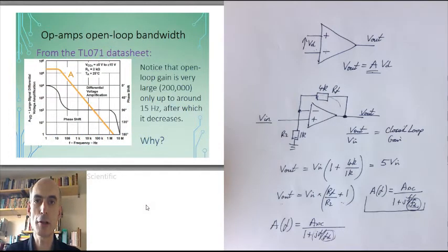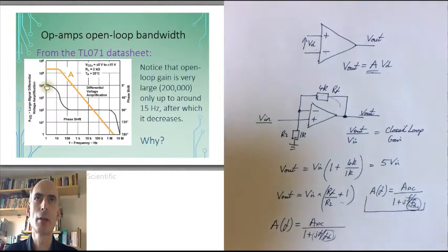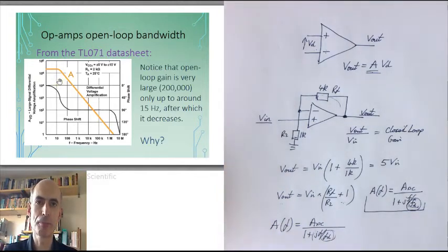The relevant graph, taken from the datasheet, looks like this. You'll see that the open loop gain here starts off at a very high value, around about 200,000, but it starts dropping at about 15 Hz. This is actually fairly common for op-amps. They have capacitors inside them which start the open loop gain dropping from comparatively low frequencies.